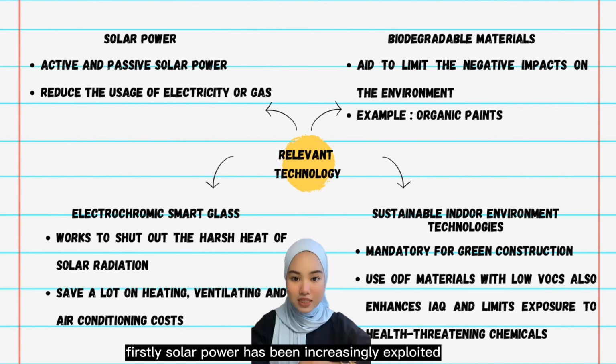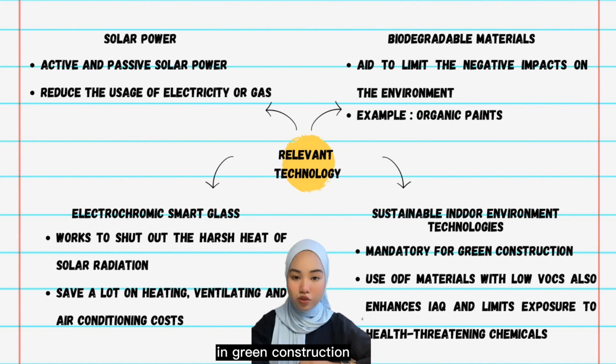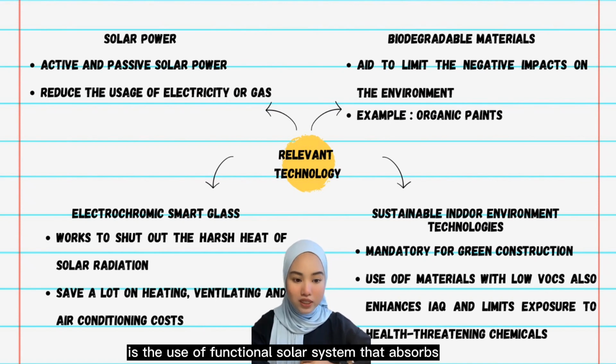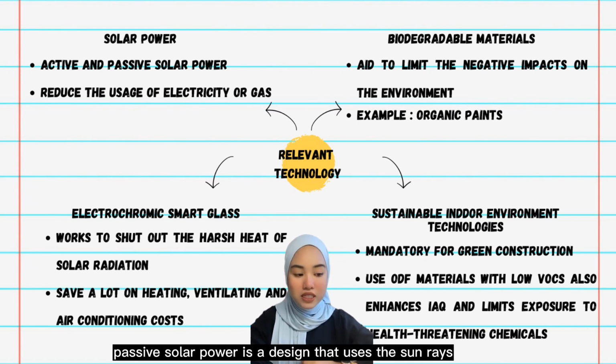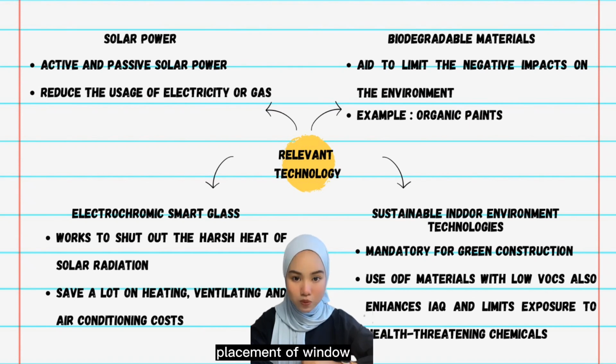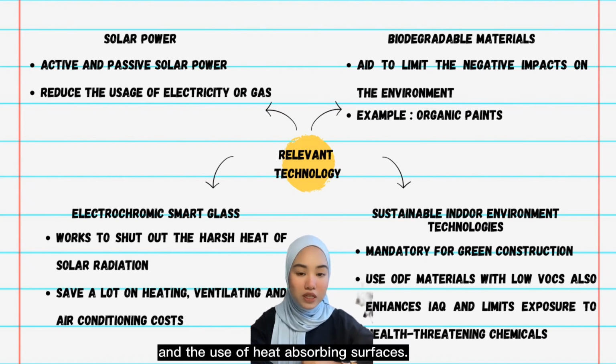So the relevant technology is divided into 4. Firstly, solar power has been increasingly exploited as a sustainable construction technology. In green construction, it is utilized in 2 ways. One is active solar power and the other is passive solar power. Active solar power is the use of a functional solar system that absorbs the sun's radiation to cater for heating and electricity. On the other hand, passive solar power is a design that uses the sun's rays to warm homes through the strategic placement of windows and the use of heat-absorbing surfaces.